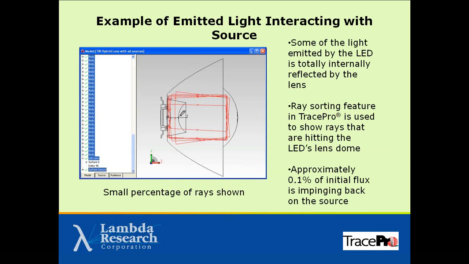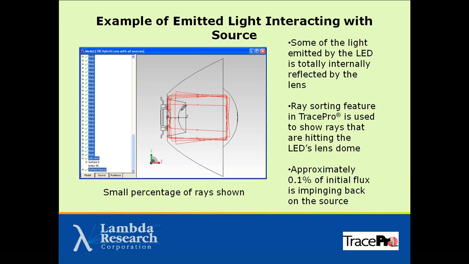Here's the little problem I mentioned that can happen with ray sources or file sources. If you have light that could interact with the body of, say, in this case an LED, what I did here is I set up the ray file. Some of the rays are totally internally reflected inside here by this little TIR hybrid lens I designed a couple years ago. And I used ray sorting in TracePro just to show a small percentage of the rays that are hitting the LED dome. If I actually looked at a flux report, I could see that about 0.1% of the initial flux is impinging back on the source.